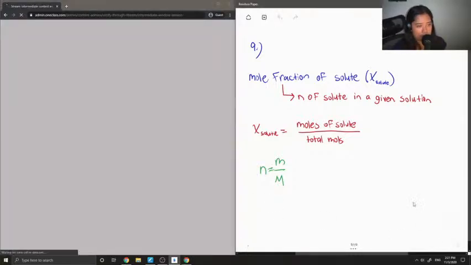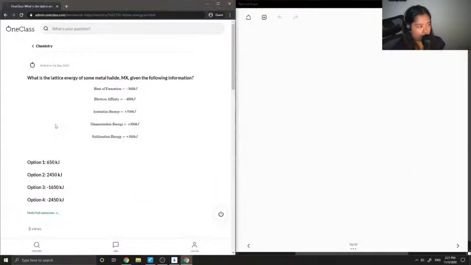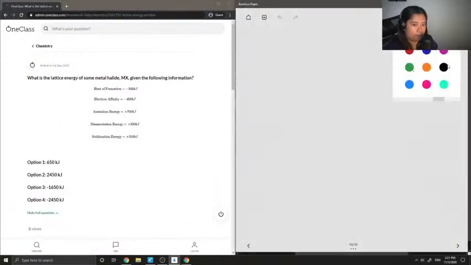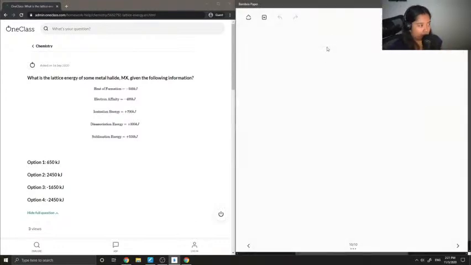Okay, so let's move on to question number 10. What is the lattice energy of some metal halide MX given the following information? So they give us the different enthalpy values for the heat of formation, electron affinity, ionization energy, dissociation energy, and sublimation energy. So it looks pretty intimidating, but I'm going to break down what each of these different values mean.